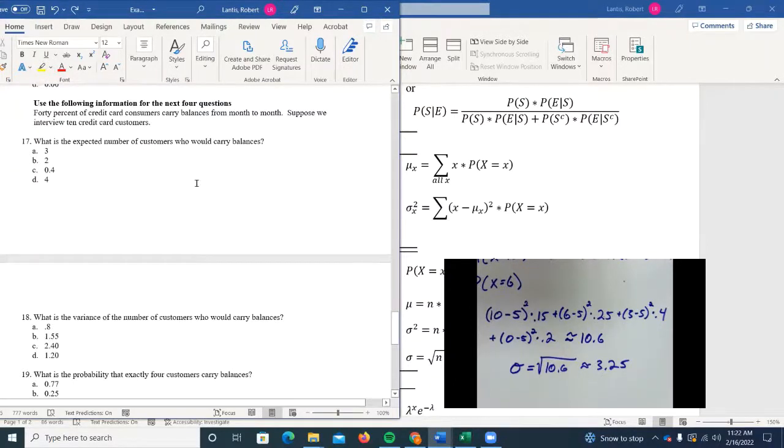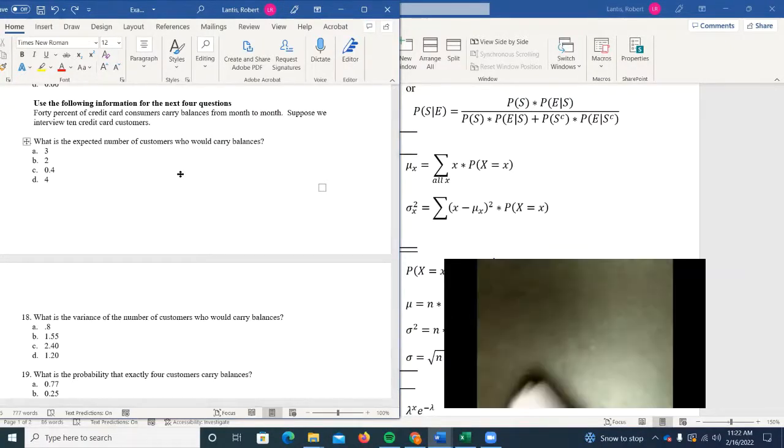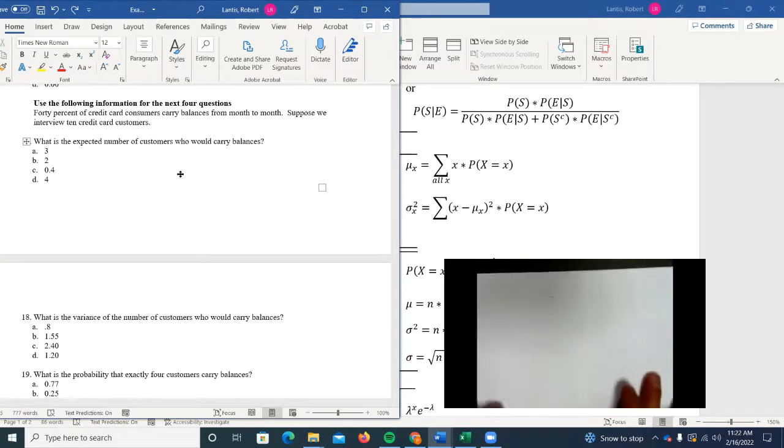All right, so we'll work through these. So number 17. We're told 40% of credit card customers carry a balance from month to month. Suppose we interview 10 credit card customers. What would be the expected number, or the mean number, of customers who carry a credit card balance?